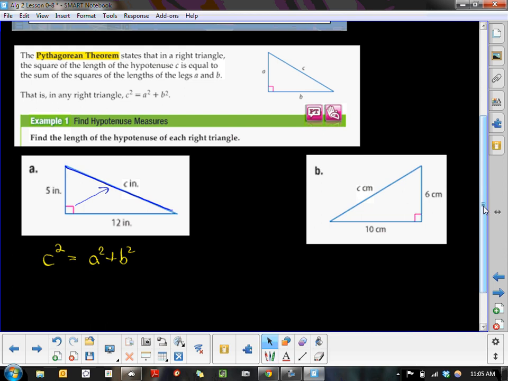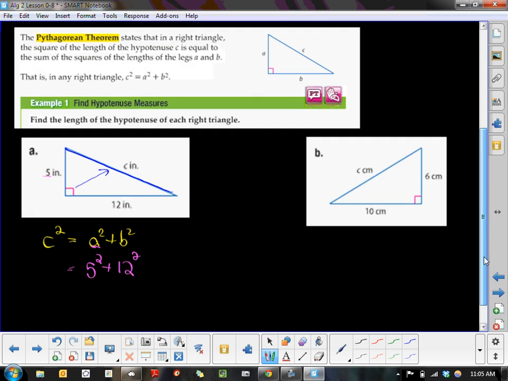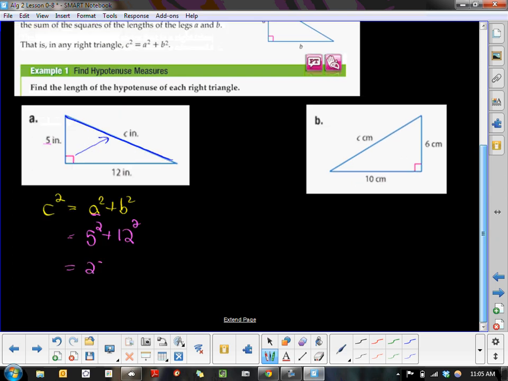What we don't know is the hypotenuse, so let's put in the legs. One of the legs, it doesn't matter which one, is a. If I put in 5 squared for a, then my other leg is 12, so 12 squared. That is 5 squared plus 12 squared, which is 25 plus 144, which is 169, and that is equal to c squared.